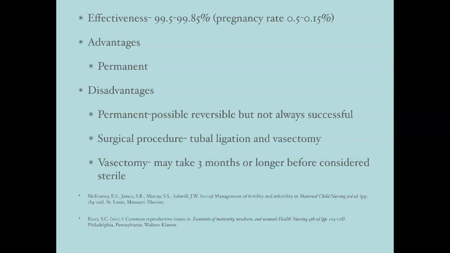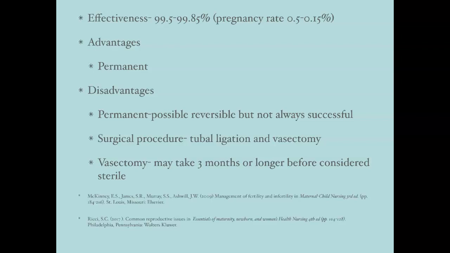Advantages: it's permanent. You've got to consider it permanent. There's nothing you have to do, you don't have to insert anything, you don't have to take anything. So it's permanent. Disadvantage: it's permanent. There are possibilities that tubal ligation and/or vasectomy may be reversed, but it's oftentimes not successful. Insurance a lot of times will not pay for it, so that's going to be an out-of-pocket expense for the patient. So that's something they really want to consider. And if choosing this method, are they done with having children?